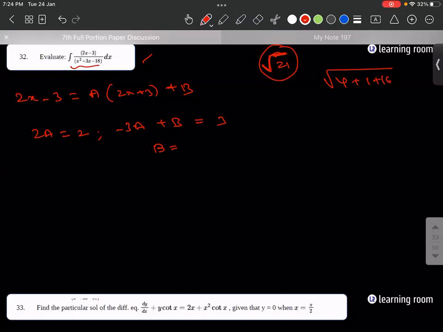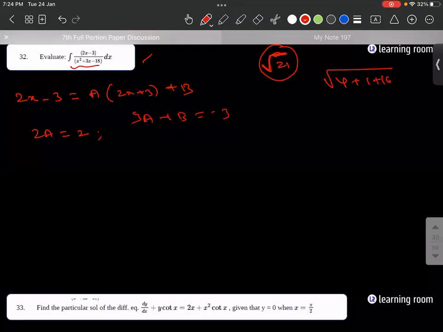2a is 2. Yes, sir. 3a plus b is minus 3. So 3a plus b is minus 3, and b is minus 6. Now I think we'll get it.